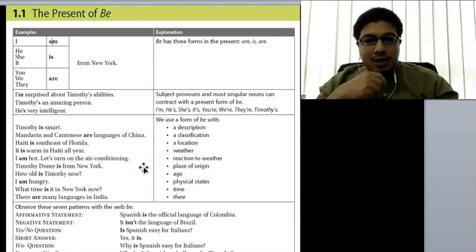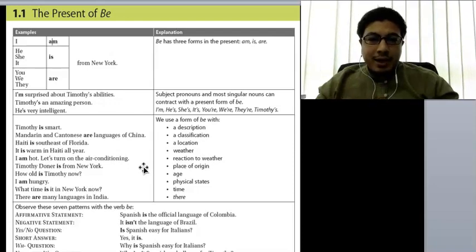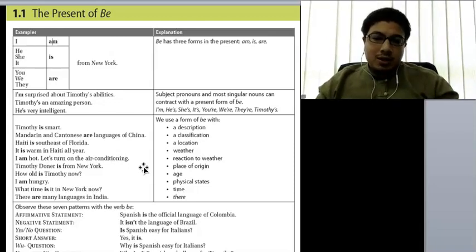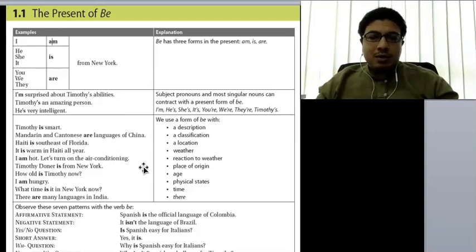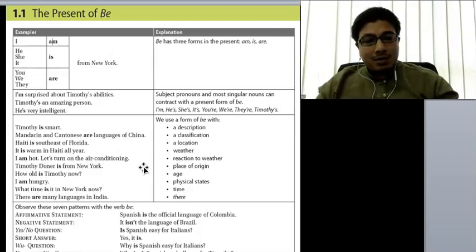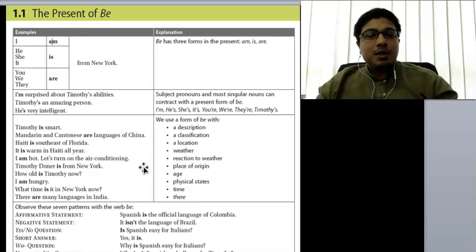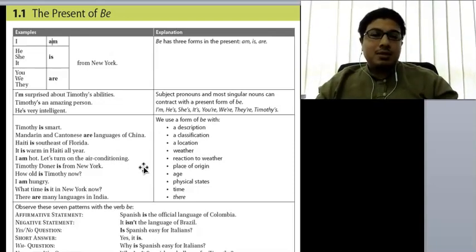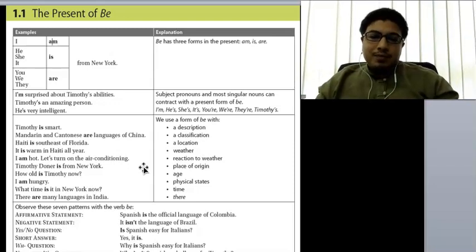Place of origin. I am from Kelantan. You use the be verb to say your place of origin. I am 20 years old. That is also a be verb used to talk about your age. Your physical state, I am hungry or she is hungry. So is or am, they are all be verbs used to talk about your physical states. What is the time right now? Talking about time. Those are be verbs.